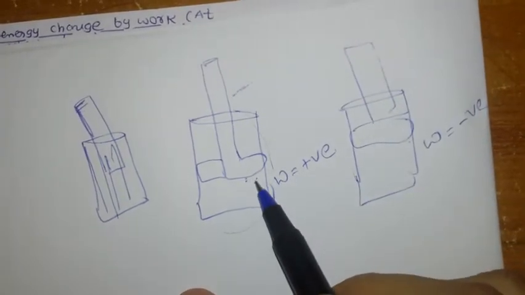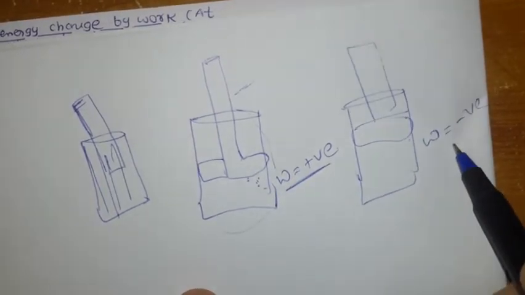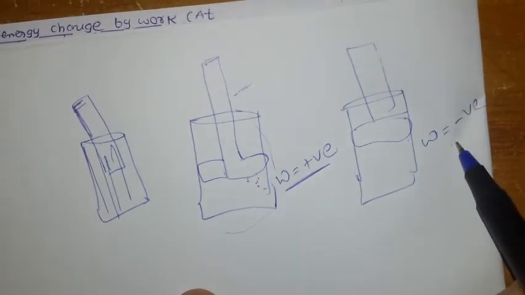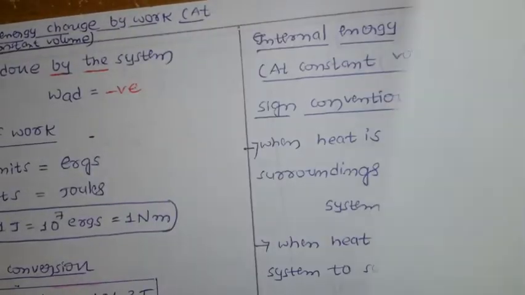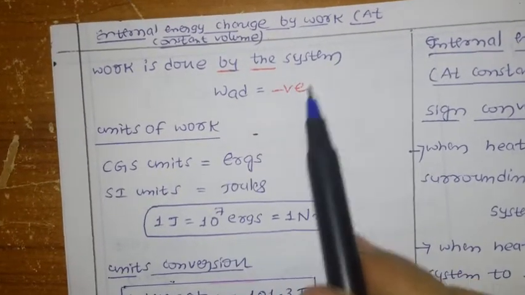This is work done on the system. So work done on the system means W positive, and work done by the system means you have to take the W symbol as negative. Okay, very important when doing the numericals also. So work done by the system means you have to take it as negative.